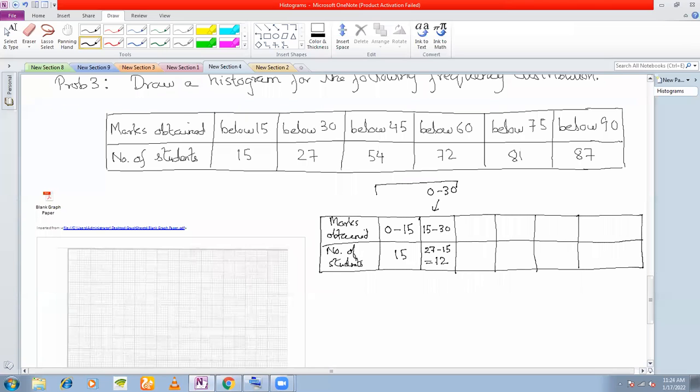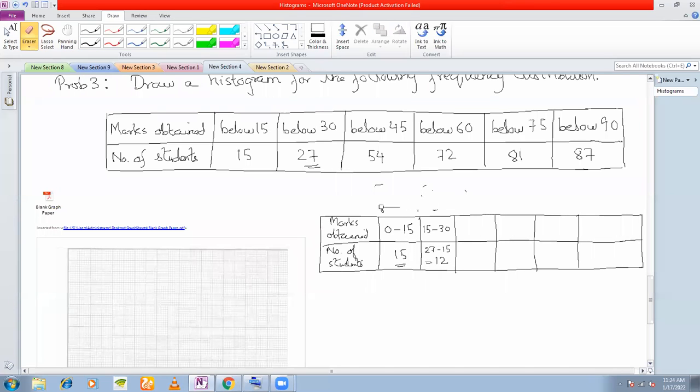Sir, can you please explain once more? See, below 30 means 0 to 30, right? But how much is below 15? Below 15 is 15. Below 30 is 27. So that means 15 to 30 must be 27 minus 15, right? So that is how for each one we do the same.